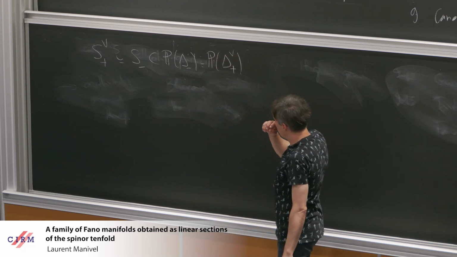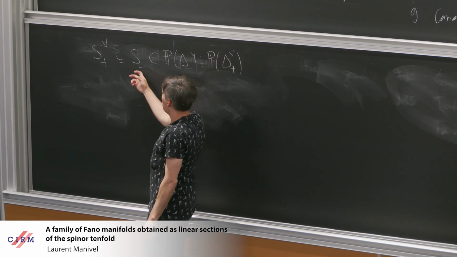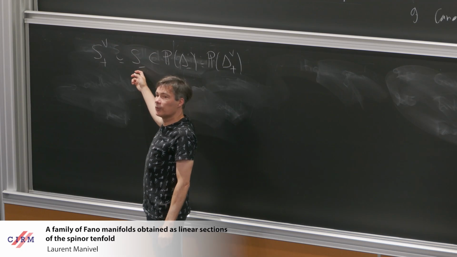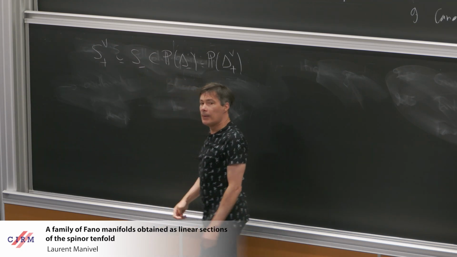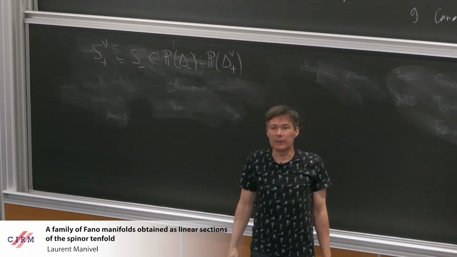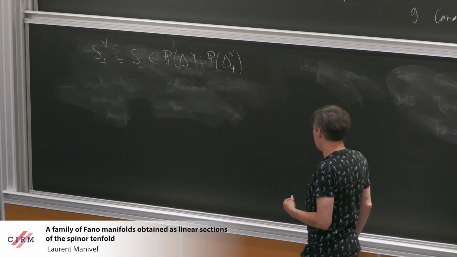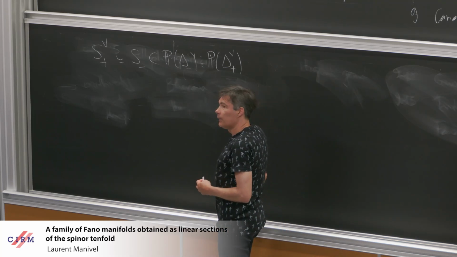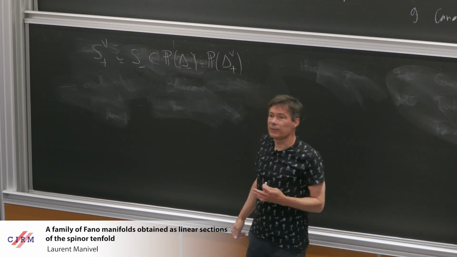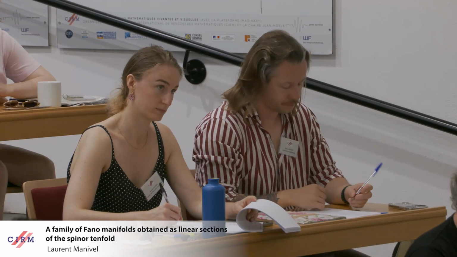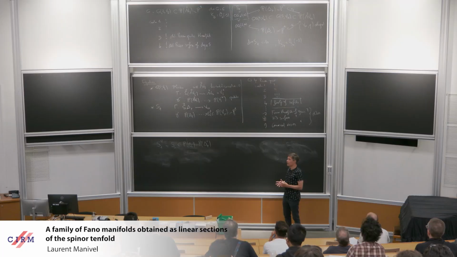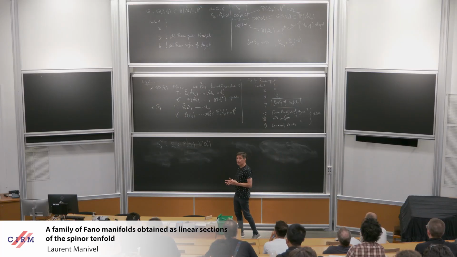Okay, so any hyperplane defined by a point which is not in the spinor, in the negative spinor tenfold, will define a smooth section. And the other fact is that this complement, the complement of S minus, is acted on transitively by the spin group. There is only one orbit. So this means that up to projective transformation, there is only one smooth codimension 1 section.